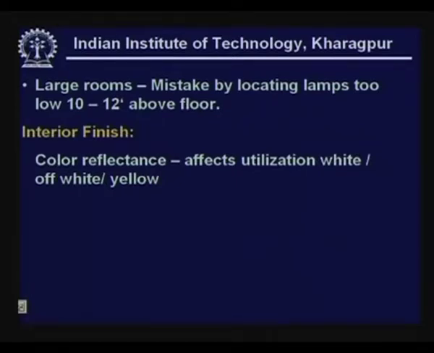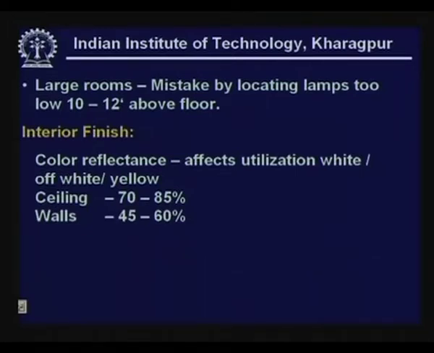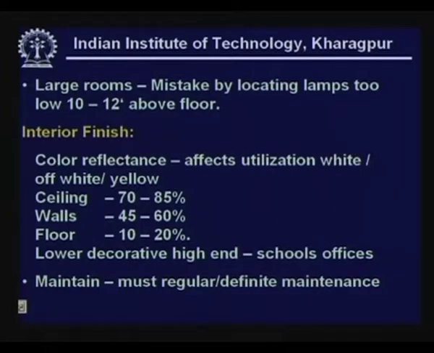affects utilization, and often white, off-white or yellow are preferred. Regarding the reflectance levels, you expect most of the light from the ceiling to be reflected onto the objects, whereas walls and the floor are expected normally to have very low reflectance. Walls have typically around 45 to 60%, whereas the floor has the least, with 10 to 20%. Schools and offices have less decorative finish and high utilization.